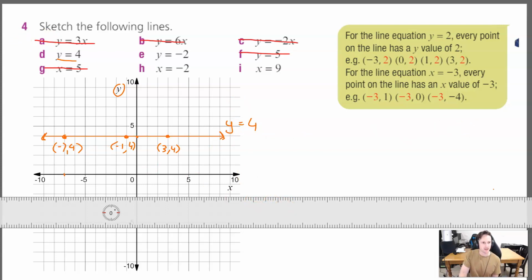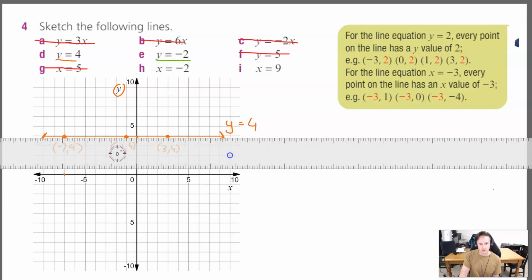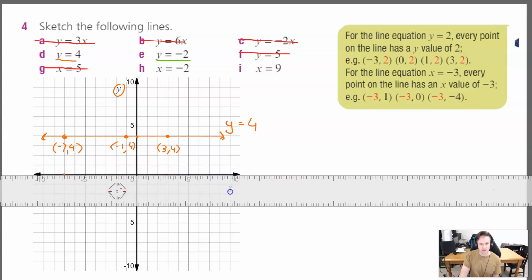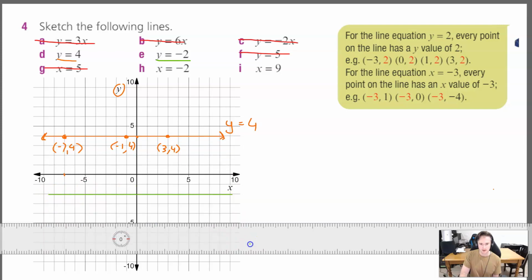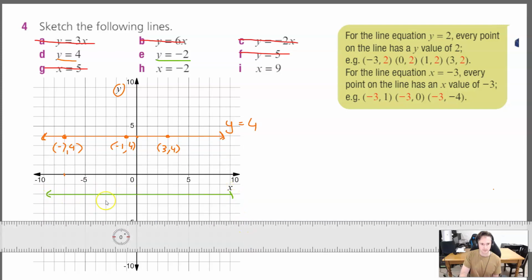So based on that logic, let's do y equals negative 2. If y is 4 here, you would be going down on your y-axis to -2 and just drawing a line there. So that would be y equals -2, because every point on that line would have a y-coordinate of -2.